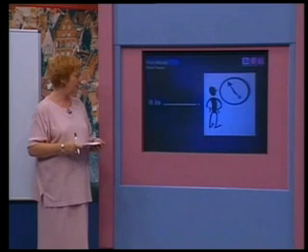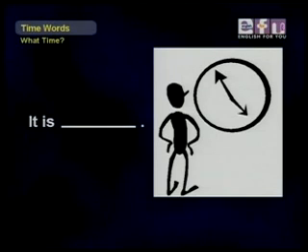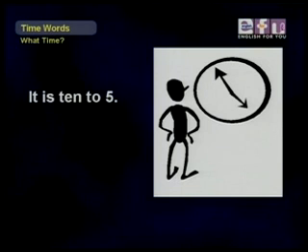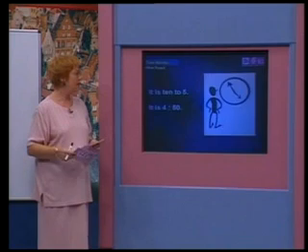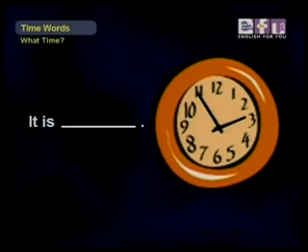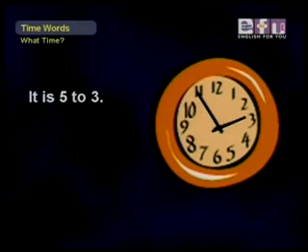Okay. Good job. Now, Isabel. It is 10 to 5. All right. And another one? It's 4:50. Okay. It is 10 to 5. It is 4:50. Good. Now, Lisa, you do it. It is 5 to 3. Okay. It is 2:55. Yes. It is 5 to 3. It is 2:55. All right.